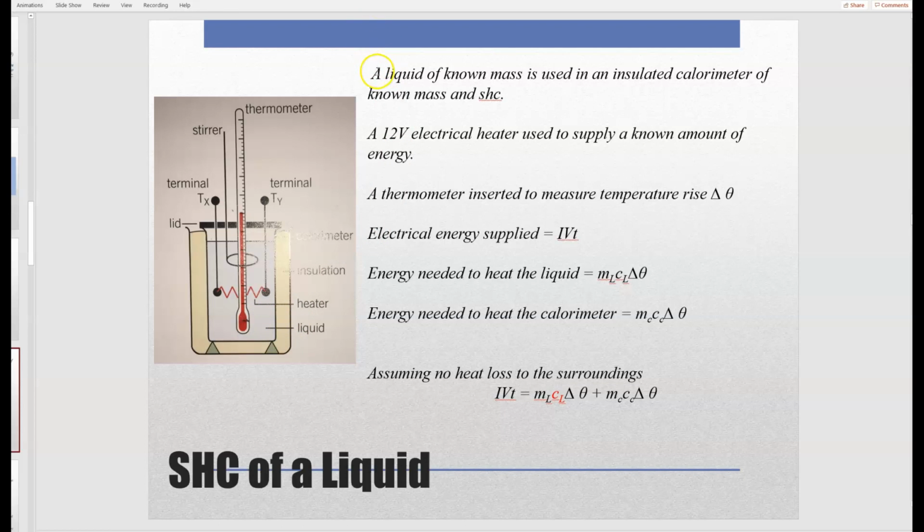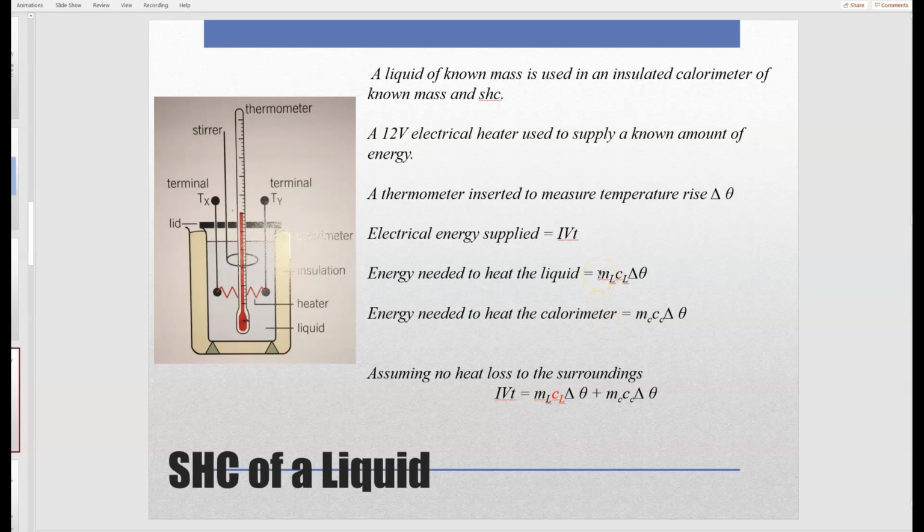So let's look at the mass here. You have a liquid of a known mass, okay, and it's put in the insulated calorimeter. And the calorimeter also has its own mass and specific heat capacity. Now, a 12-volt electrical heater is used to supply a known amount of energy, and a thermometer is inserted to measure the temperature rise. So you supply IVT, so the current times potential difference times time, same as last time, amount of energy. And that is being used to heat the liquid and the calorimeter.